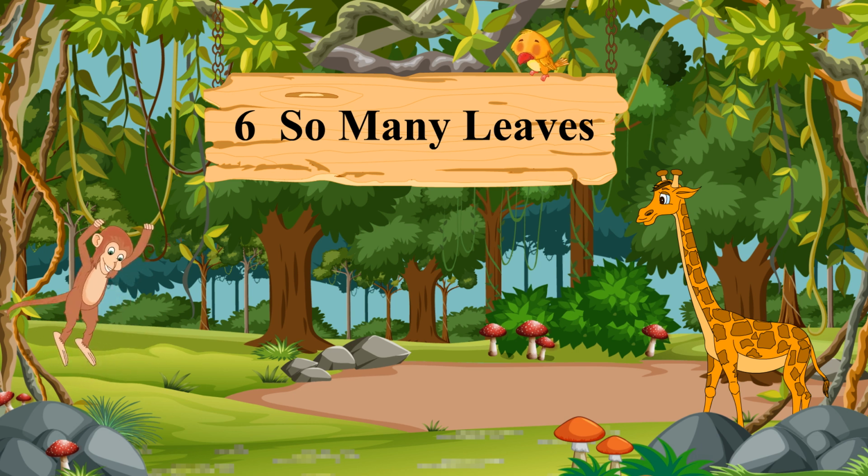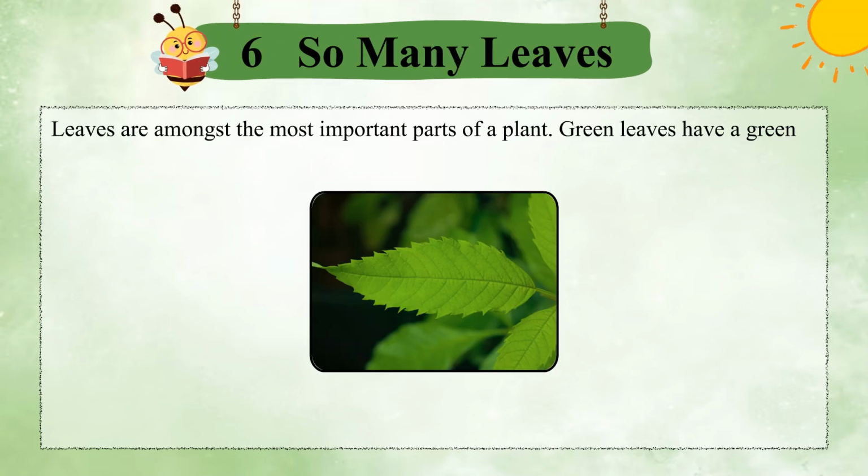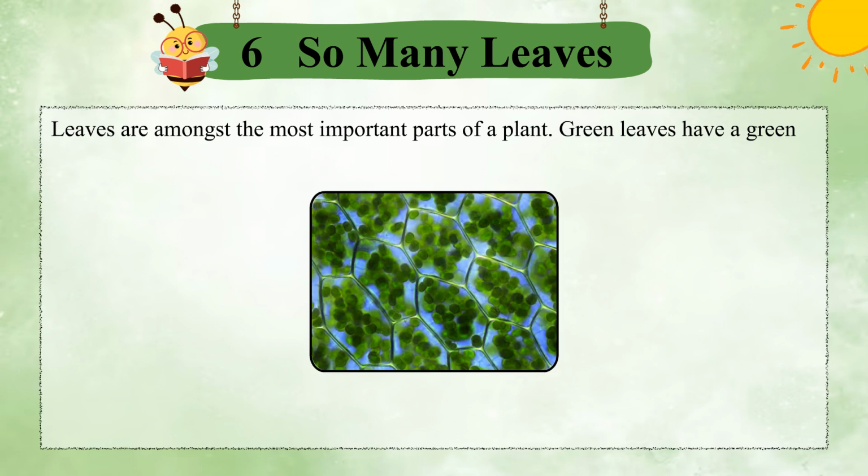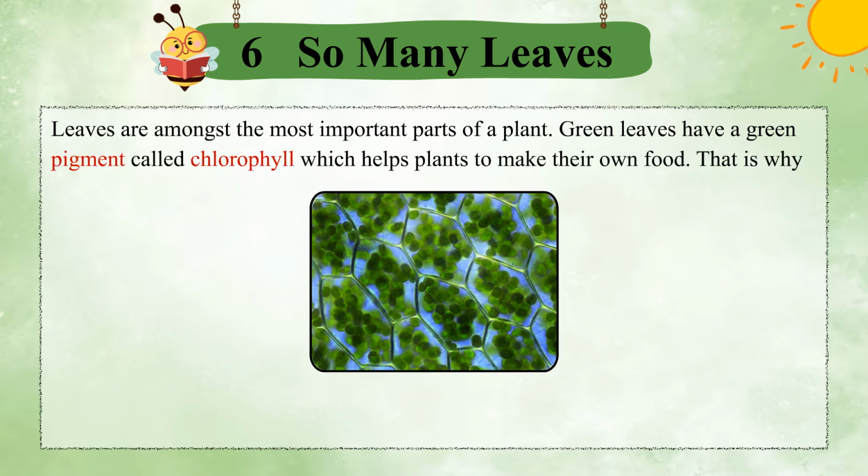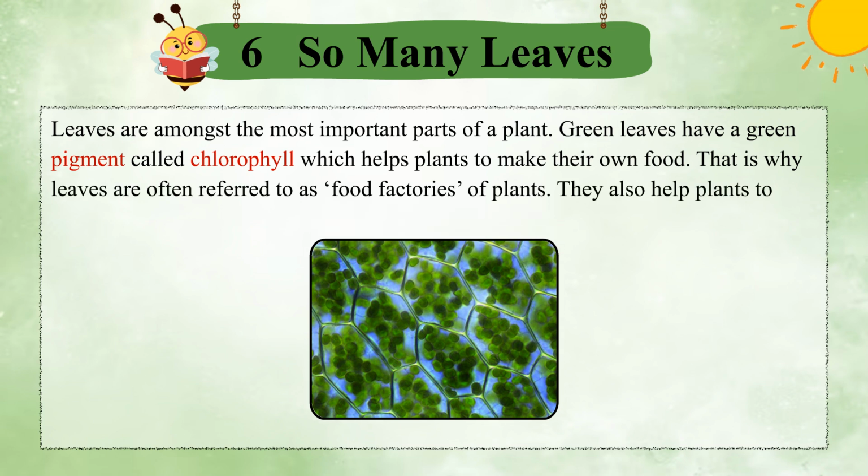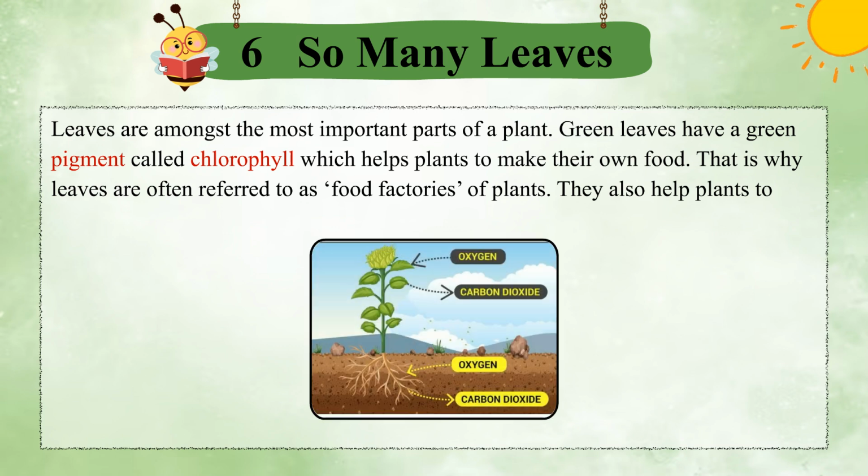Chapter 6. So many leaves. Leaves are amongst the most important parts of a plant. Green leaves have a green pigment called chlorophyll which helps plants to make their own food. That is why leaves are often referred to as food factories of plants. They also help plants to breathe.